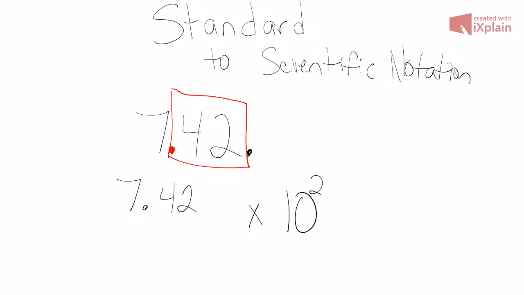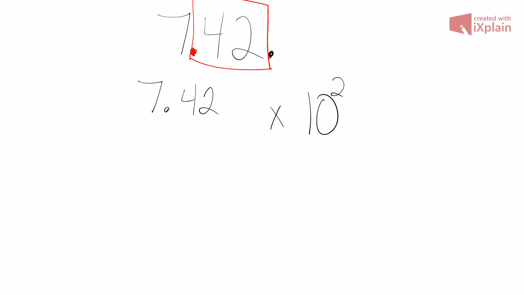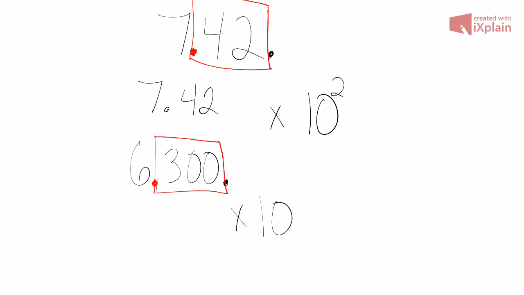Okay, so let's try a little bit bigger number this time. Let's try 6,300. Okay, and we know that our decimal is always at the end if we don't see it. So our decimal's right there. I'm going to switch colors. Okay, we want to put our new decimal after the first number that's not 0, which is 6. So we want our decimal to go right here. So we're going to box in those numbers there. Okay, and so we have 10 to the third power, because there's 3 numbers inside of the box.